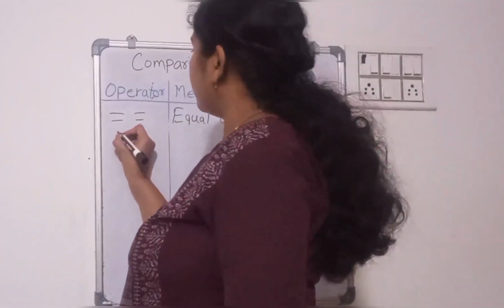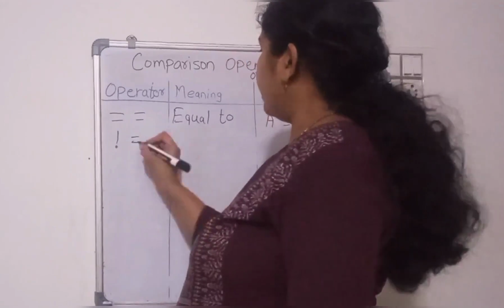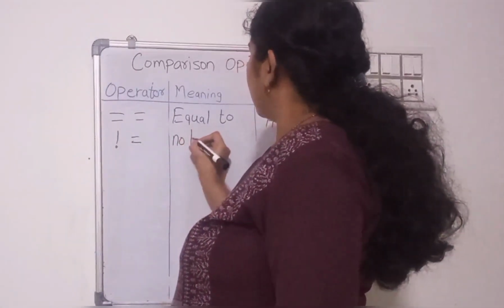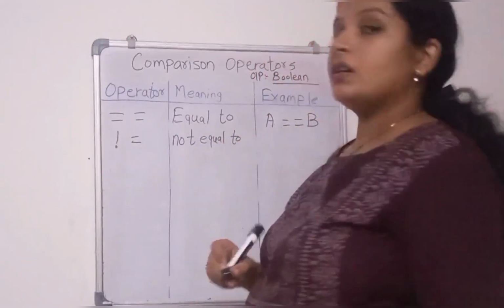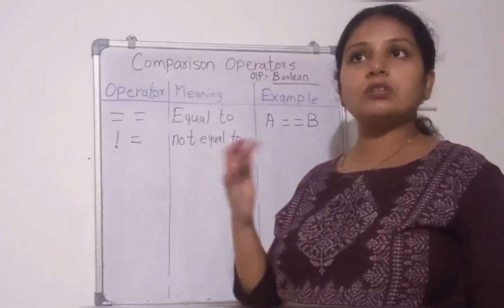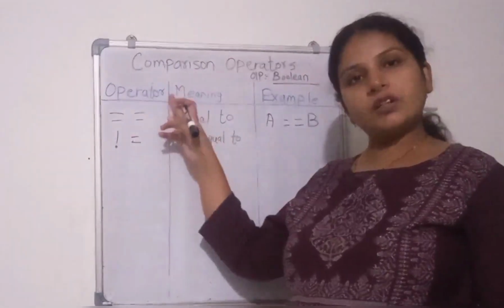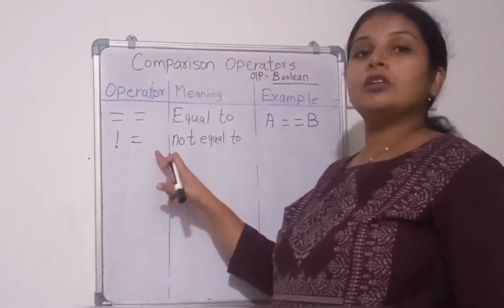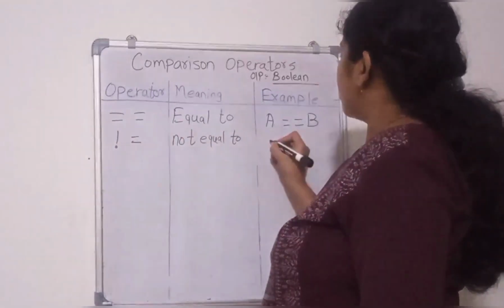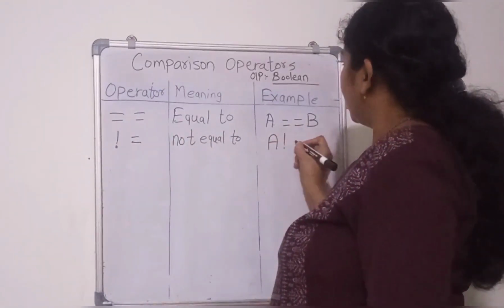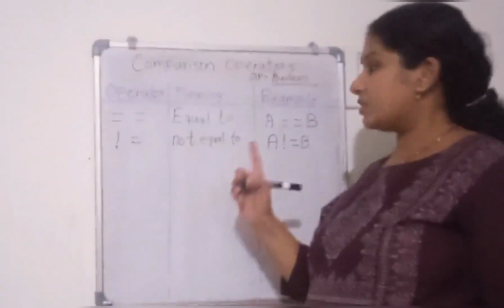Then next is the exclamation mark and equal to, which is not equal to. Sometimes you need to check whether those numbers are not equal. Then, opposite of the first operator, you use the not equal to sign, like exclamation mark and equal to sign. So how are we checking? A is not equal to B. This is how we write.